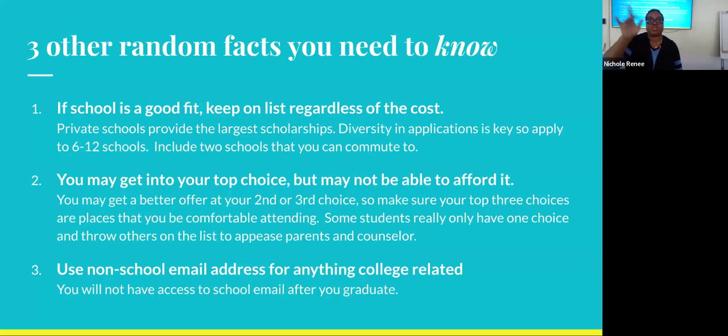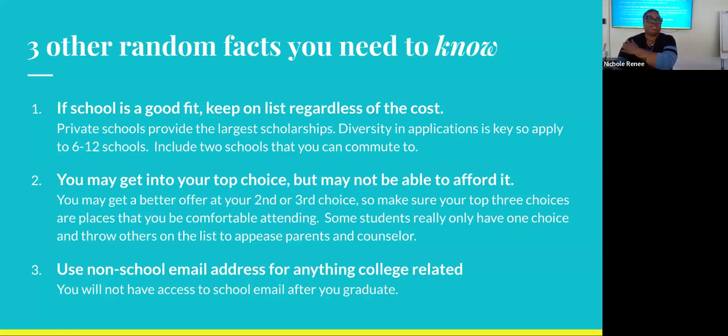Regardless of how much that school costs that you have on your list, if you think it's a good fit, keep it on there until you get your letters, okay? You want to make sure you use your non-school email address for anything that's college related, because your email address is going to get cut off in July. So if you have your school email address on your FAFSA and everything else, make sure you change it, okay? And also, make sure you don't get so stuck to your first choice of college that you're not even willing to look at your second choice. Because in some cases, when you get your bill for your first choice, you might not be able to afford that, and you need to look at your second choice.